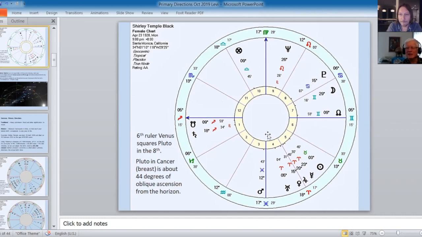Mm-hmm. But modern authors had this idea of measuring backwards in time and called those converse directions. So that 2 years before you're born corresponds to age 2. 3 years before you're born corresponds to age 3. So it's like time is going out in concentric circles from your birth in this modern idea of converse directions.